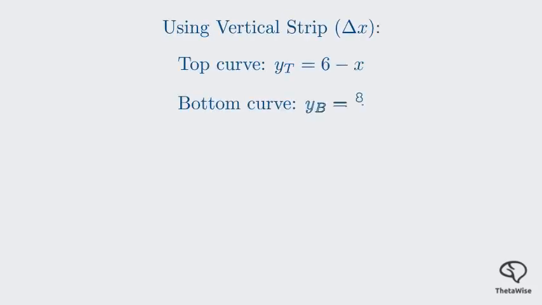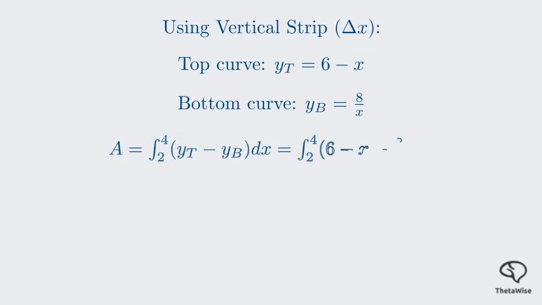Step 2. Choose the strip. In this case, a vertical strip is perfect. The line y equals 6 minus x is always the top curve, and the hyperbola y equals 8 over x is always the bottom curve. We integrate the top curve minus the bottom curve. This will be the integral from x equals 2 to x equals 4 of 6 minus x minus 8 over x, all with respect to x.